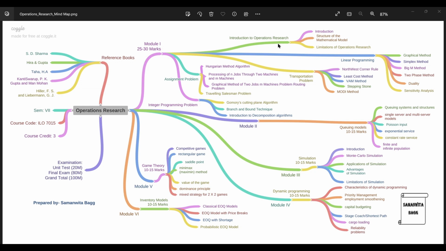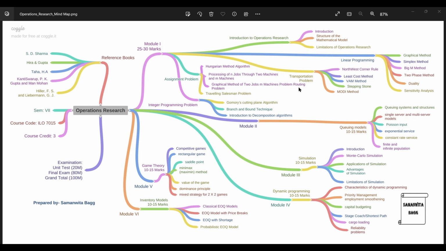This contains topics like introduction to operations research, which can be divided as introduction to the subject, the structure of the mathematical model that is important for operations research study, and what are the limitations of operations research. Next topic in module 1 is linear programming. This contains various topics like graphical method, simplex method, Big M method, two-phase method, duality in LPP, and sensitivity analysis. From these topics, you may expect 2 numericals at least for 10 marks each in the examination.